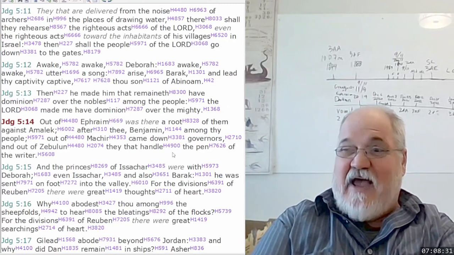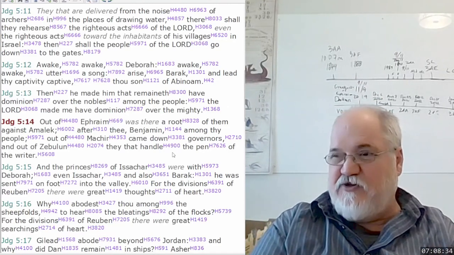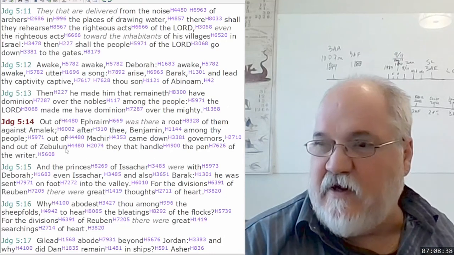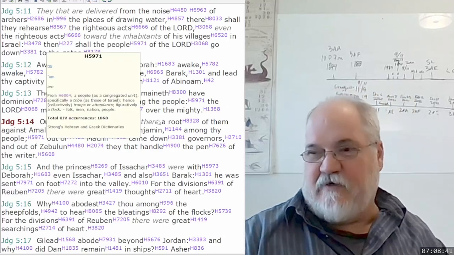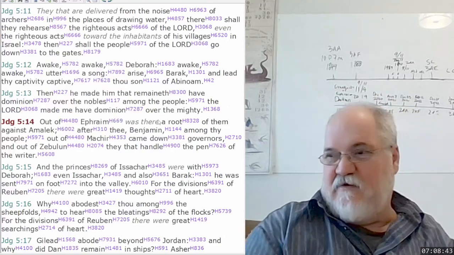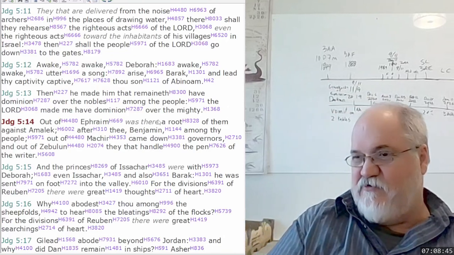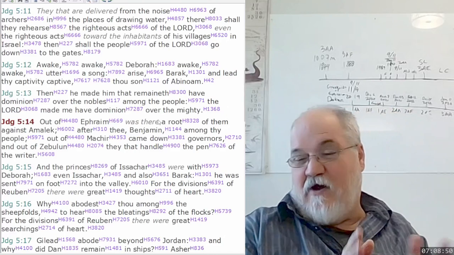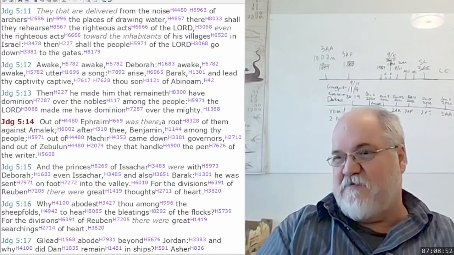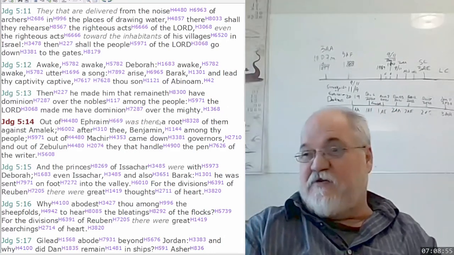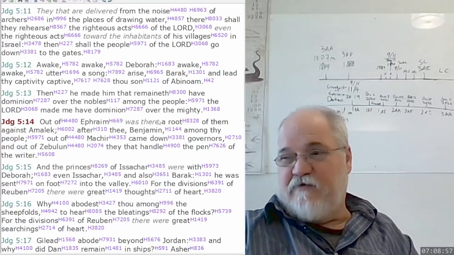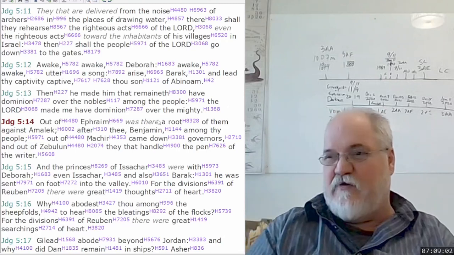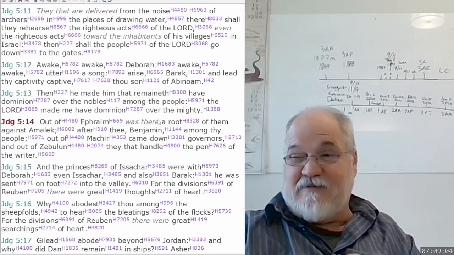So it just says, after thee, Benjamin among the people. Now the people here is just Ami, right? So my people is Ami. I have a friend named Ami who's Jewish. And we always hear about Lo Ami, that means not my people, right? There's a verse where it talks about that. But anyway, so Benjamin has this symbol of the 144,000, right? It's 1144, but it has the 144 in it, in the number. And it's the son of the right hand.